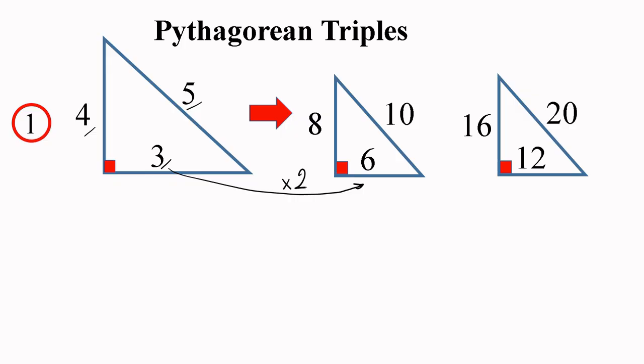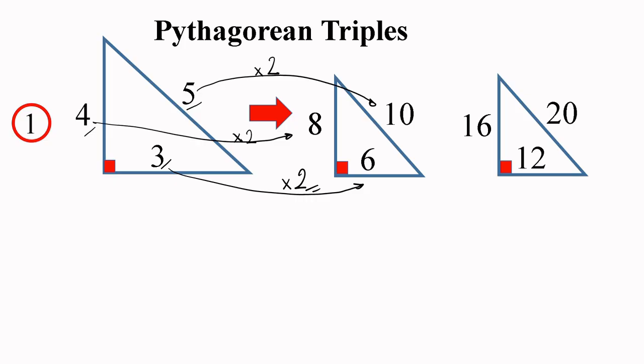All of them must be multiplied by the same number. 4 multiplied by 2 would be 8, and 5 multiplied by 2, definitely it would be 10. And look at the next example. 12 is 3 times 4, 16 is 4 times 4, and 20 is 5 times 4. So all of the numbers in the set are multiplied by 4.